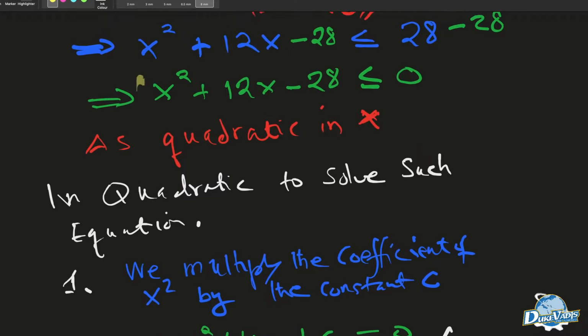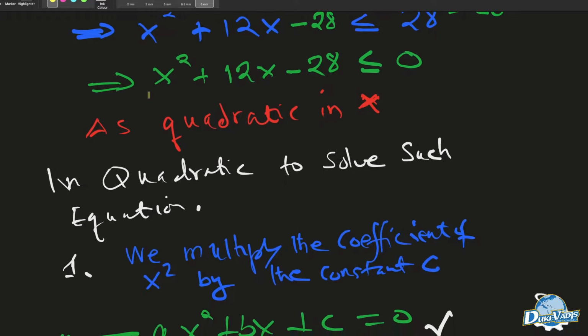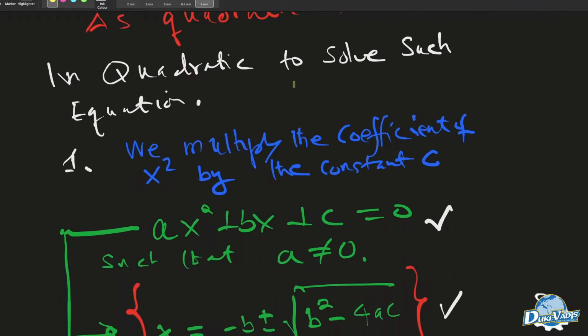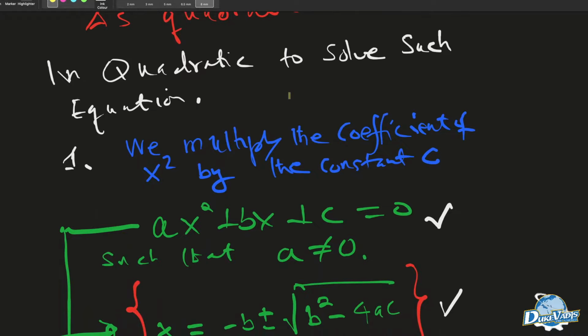If it's supposed to be 2, we put it here, or 3, we put it here. But because it's 1, we don't write it. So we say it's 1x squared, so we don't write it. So we multiply the coefficient 1 by negative 28. So we multiply the coefficient of x squared by the c, and we know the c.